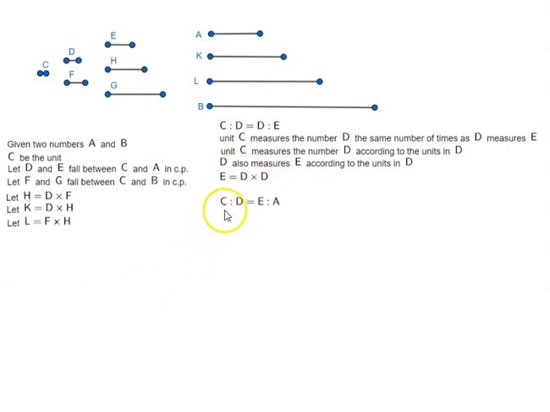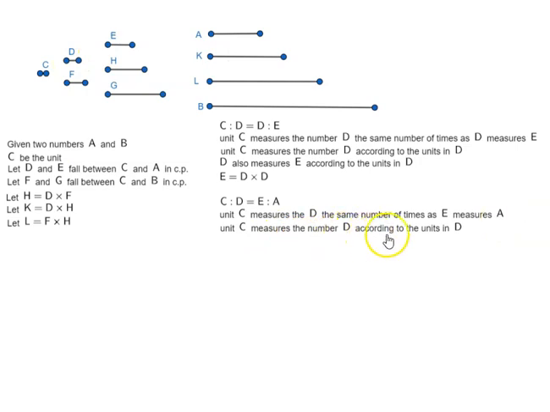Now let's take the next part. C is to D as E is to A. Why? Because they are in continued proportion. Unit C measures D the same number of times as E measures A. Unit C measures the number D according to the units in D. So therefore, E also measures A according to the units in D, which means we can say A is equal to D times E. Similarly, we can show that G is equal to F times F, and B is equal to F times G.